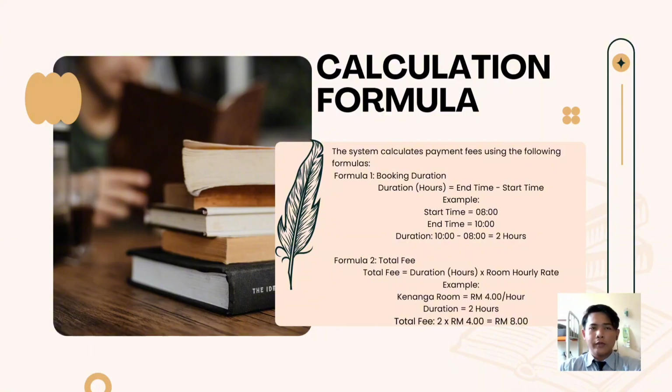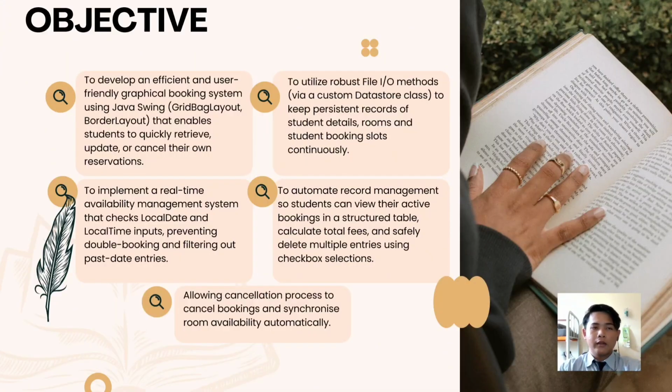One key automation is the calculation of hourly usage fees, eliminating manual calculation errors. The system basically uses two formulas, as you can see. First one is booking duration and the second one is the total fee.